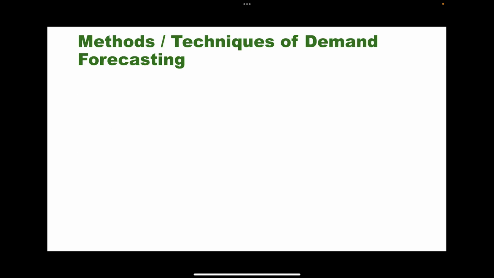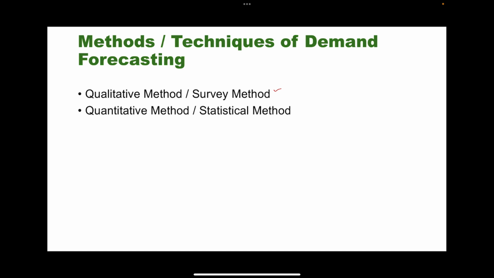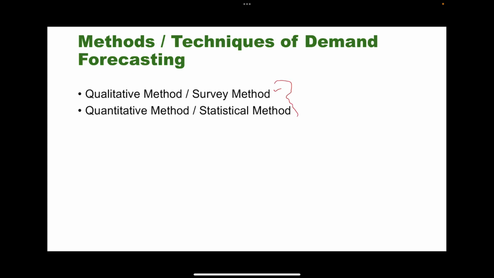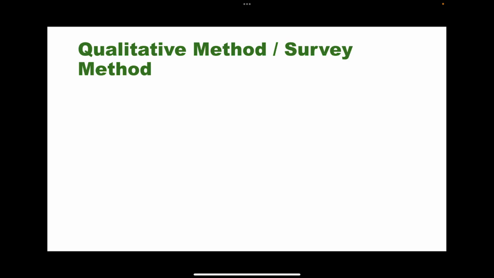So let us discuss the different methods or techniques of demand forecasting. The techniques we are going to discuss are the qualitative method or survey method. We will see each one of them in detail in the next slides. Next one is the quantitative method or statistical method. So these are the two broad classifications of the methods of demand forecasting. So let us first see what exactly is the qualitative method or survey method.